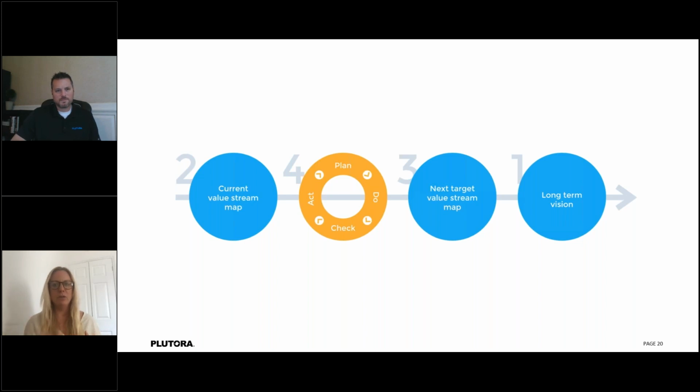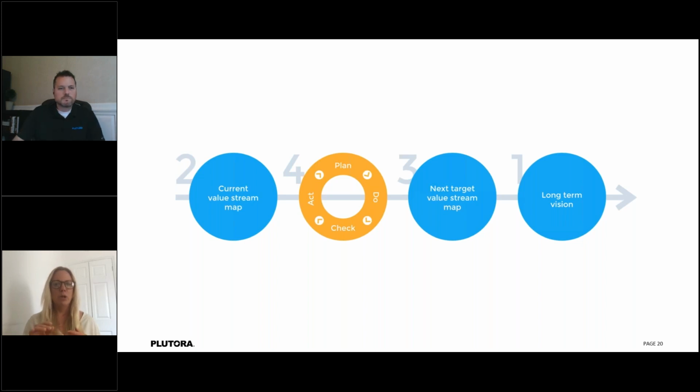So you would set your long-term vision and goals, which is probably something you discuss in the scoping part of your value stream mapping exercise, which is number one. Number two, you create your current value stream map. Number three, you set your next target value stream map. And number four, you PDCA or plan, do, check, act. So you experiment between those two states.